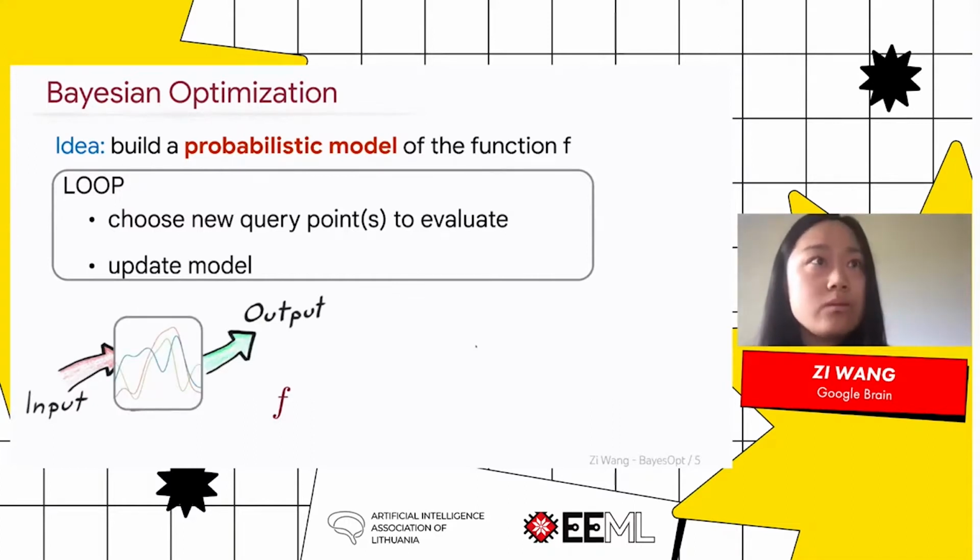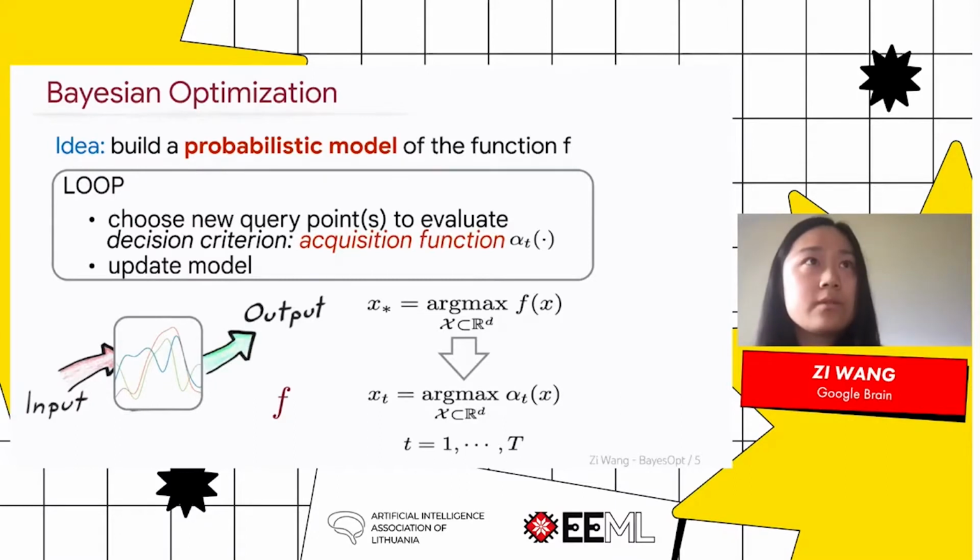So one is what we do with the probabilistic model. Notice that we're actually doing a probabilistic model for functions, which means we're trying to derive a distribution over functions. And the second problem is how do we choose the query points? Typically in Bayesian optimization, the way we do it is by using a decision criterion, which we call the acquisition function. It really makes sense because it's the way we acquire information. It's the way we try to acquire more data, and that's why it's called the acquisition function.